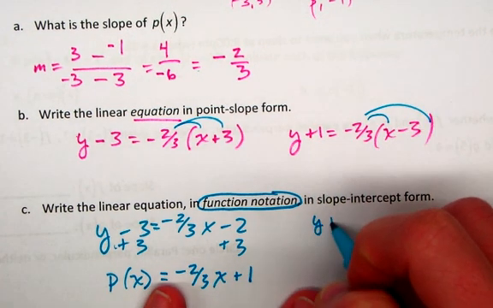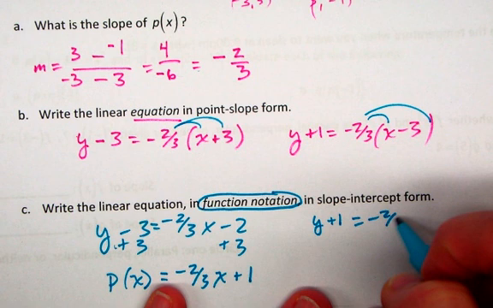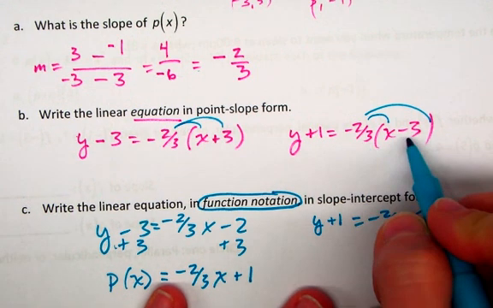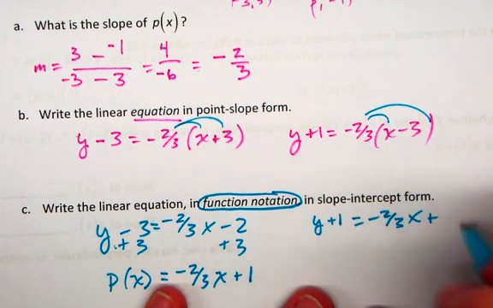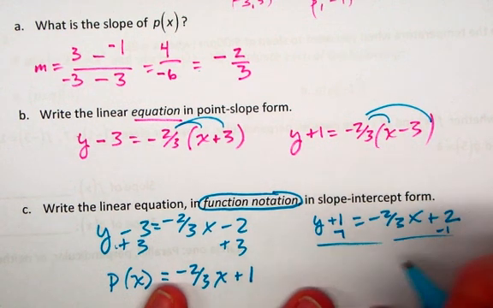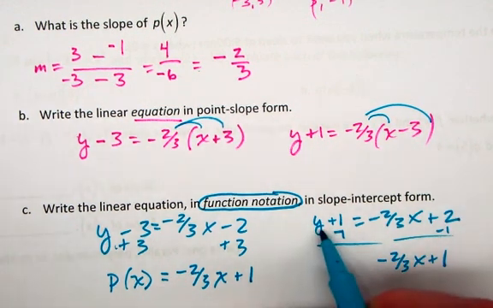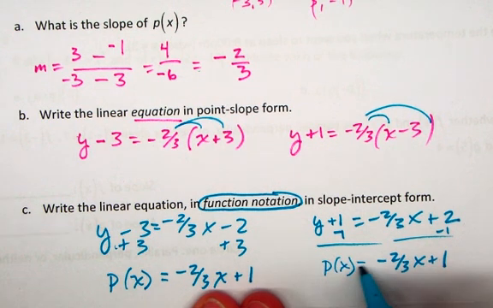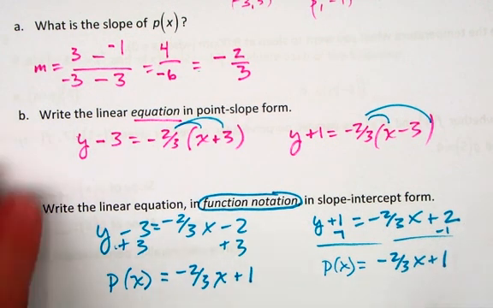Or if you use this one, do the same idea. So I'm going to get y plus 1 equals -2/3 x. Negative times a negative is a positive. The 3's cancel and we have +2. You subtract 1 and you get -2/3 x plus 1. And then instead of y, we write p of x. That's function notation.